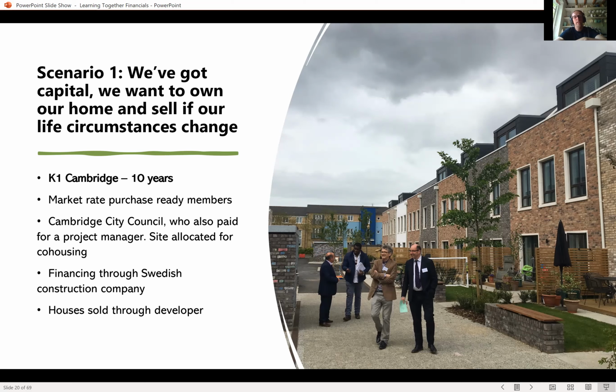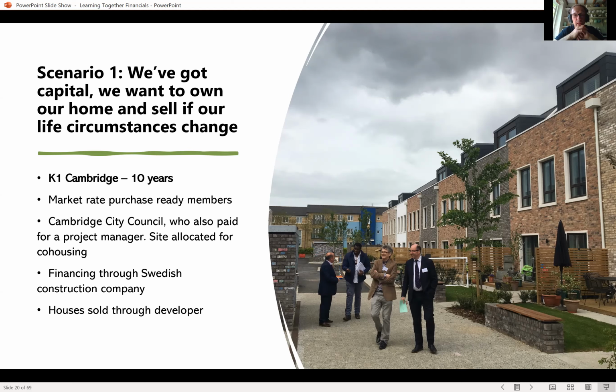So one really common scenario is this one. We've got our own capital. We want to own our own home and sell on if our life circumstances change. And this is more or less a market rate. This is working within the market, but creating community-led housing projects that respond to the market. And this is a project in Cambridge called Marmalade Lane Co-housing. And I've put in the text there how long the project took to develop. So it's about 10 years.